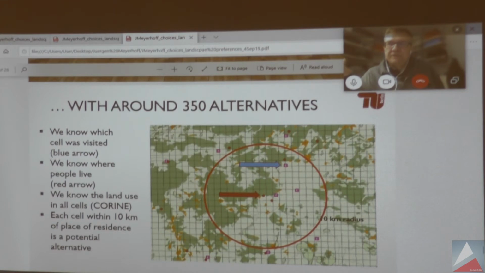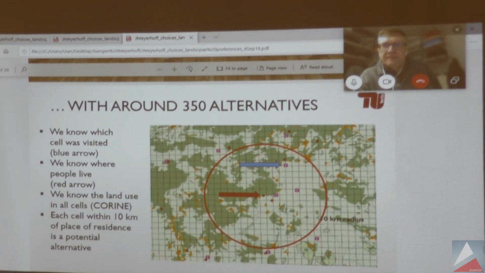and each of these grid cells indicates an alternative. What we then did is, in this red circle, which indicates these 10 kilometers surrounding, we use all of the grid cells and use them as one alternative. We know the distance to the place of residence, marked by the red arrow, and the place people have visited, which is indicated by the blue arrow.